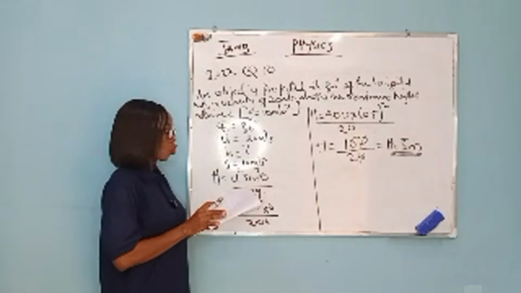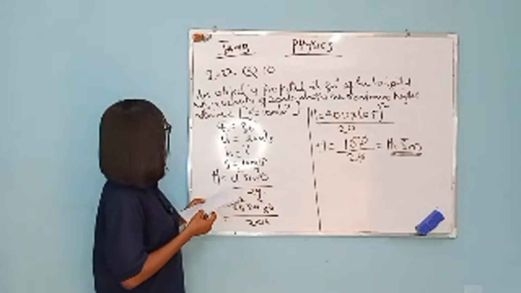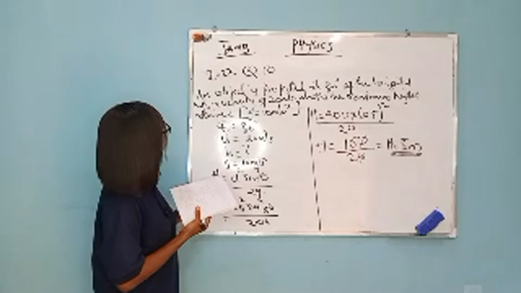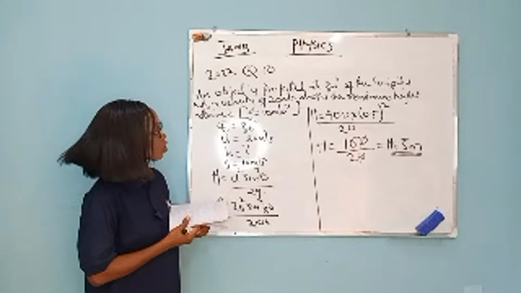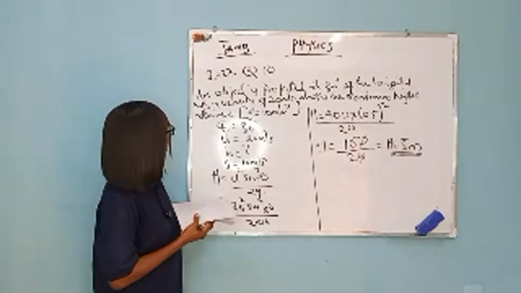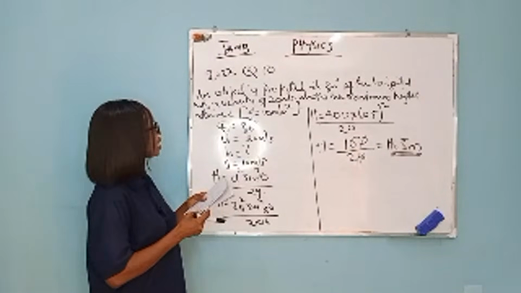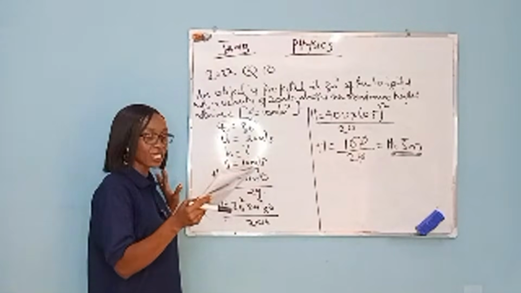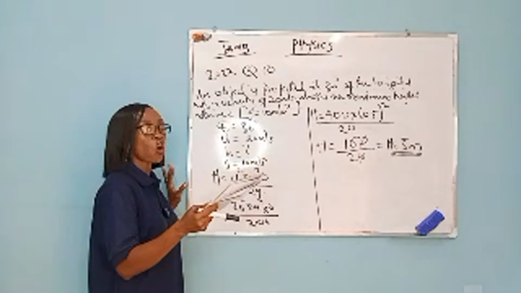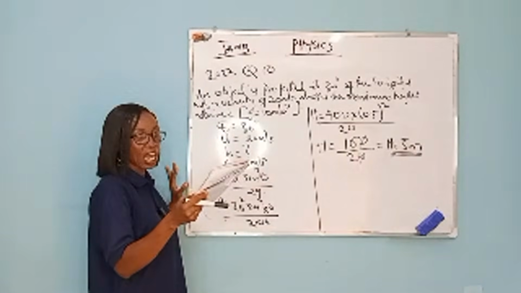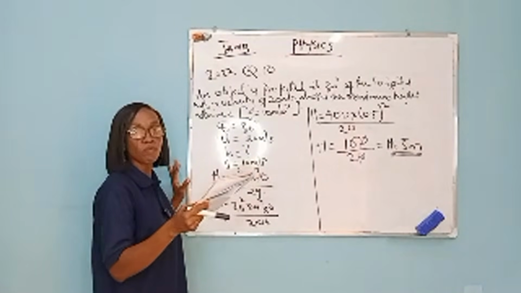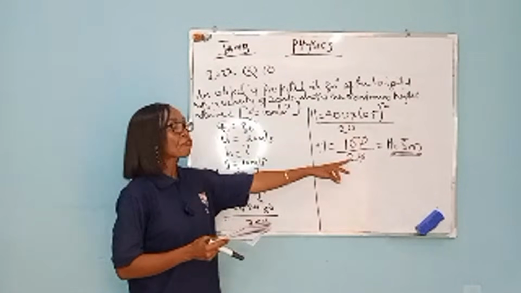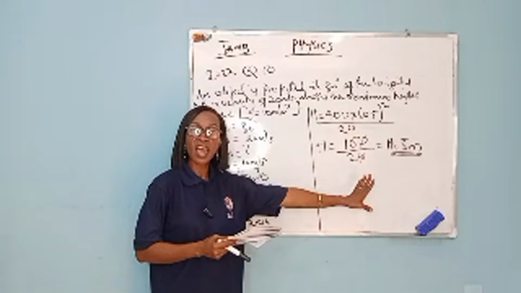Okay, the question says again, an object is projected at 30 degrees to the horizontal with a velocity of 20 meters per second. What is the maximum height attained, given that g is 10 meters per second square? Option A is 10 meters, option B is 20 meters, option C is 5 meters, and option D is 2 meters. So the answer to this question is option C, which is 5 meters.